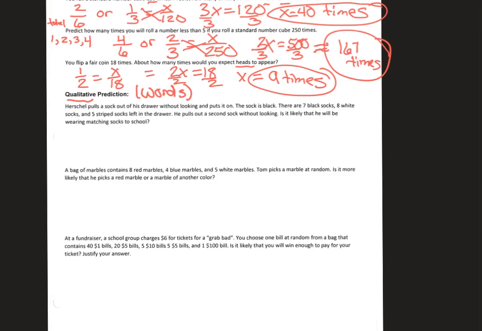Okay? So if there are 7 black socks, 8 white, and 5 striped, okay? If he pulls out a black sock, right, that would be 7 out of 20. Is it likely that he will be wearing matching socks? So are there more socks that match or more that do not match that 7 out of 20? Because we would still have 8 white and 5 striped. So I'm going to say no. It's more likely he's going to pull out either a white or striped than a black, right?